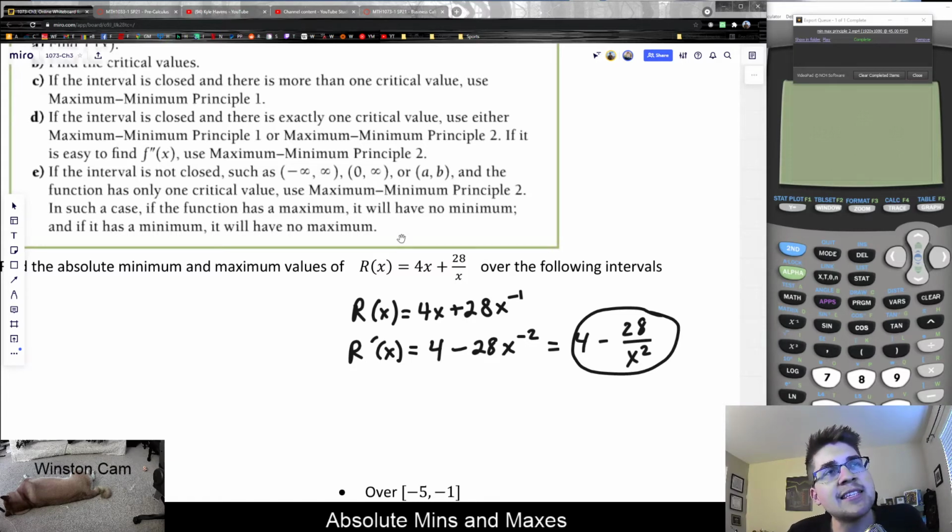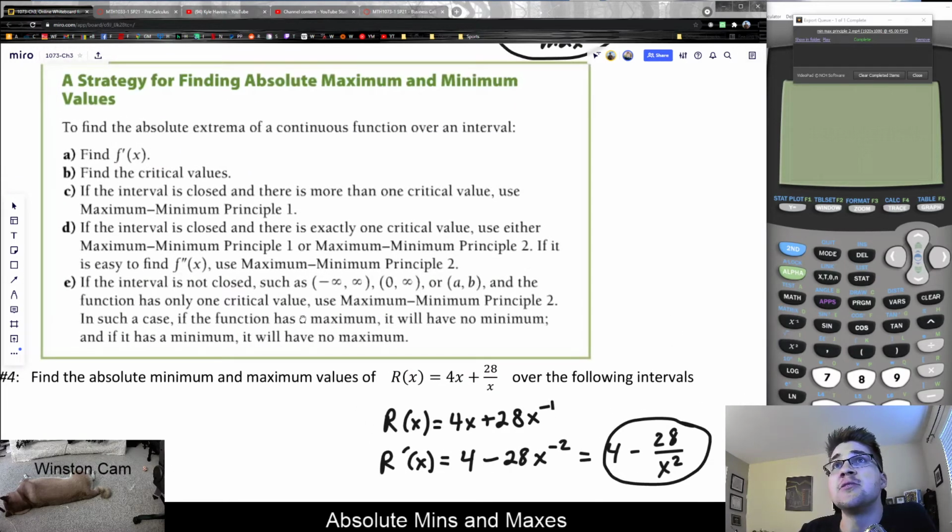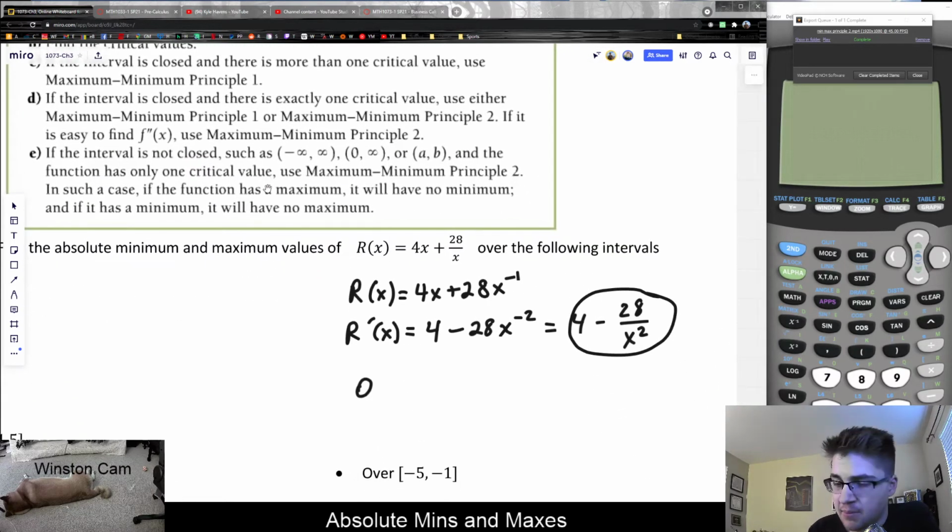Now, what's interesting about this is if you're wondering when could this be 0, actually this function could never be 0 because, sorry, I lied. It could be 0. Let's go ahead and find that out. So this is what it says to do in step B, find all the critical values. I'm going to set my derivative equal to 0.